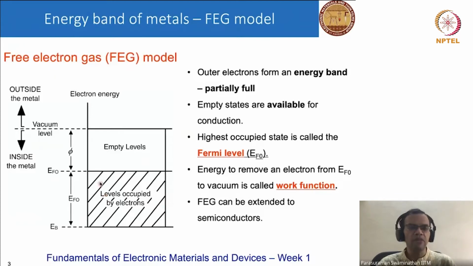So at 0 Kelvin, all the energy levels below EF are full, while all the energy levels above EF are empty. The energy gap between the Fermi level and the vacuum level is called the work function, and work function is nothing but the minimum energy required to remove an electron from a solid. While this FEG model is primarily defined in the case of metals, we can also extend this to semiconductors and then describe an energy band model.